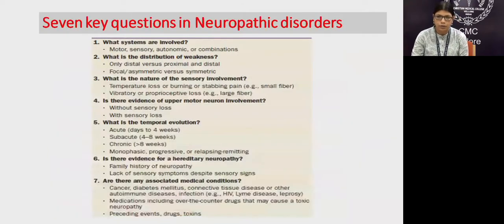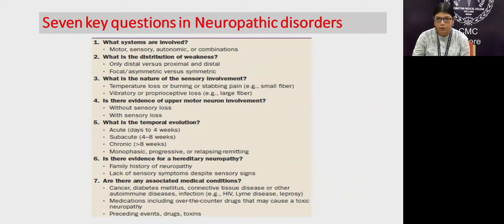So when we are dealing with a patient with a predominantly neuropathic disorder or peripheral neuropathy, we need to ask these 7 key questions. We need to know what systems are involved, either motor, sensory, or both, and autonomic, or whether they occur in combinations of motor, sensory, and autonomic. Then the second question we need to elicit during the history and the examination is what is the distribution of the weakness, whether it is distal versus proximal and distal, whether it is symmetrical or asymmetrical, or focal, and what is the nature of the sensory involvement.